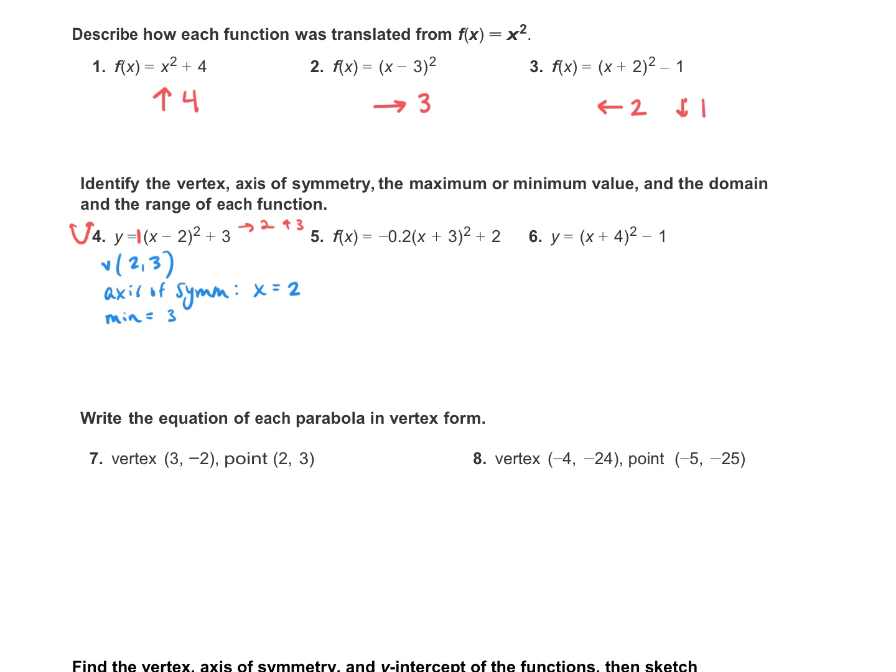Domain. So domain for all quadratic functions is all real numbers. In interval notation, we would say it's negative infinity to positive infinity with those parentheses. So the reason why our domain is all real numbers, domain is your input. Numbers we're allowed to plug in for x and still be okay mathematically, still be in our real number system. We can plug in any number for x, subtract 2, and then square it. We don't get stuck mathematically on anything. So that means x can be all of the real numbers. So our domain is from negative infinity to positive infinity.